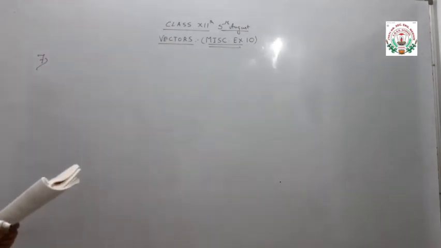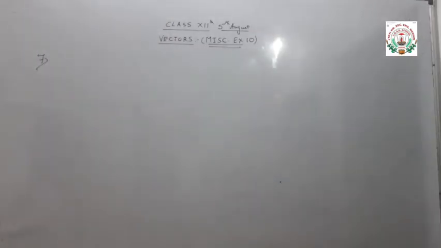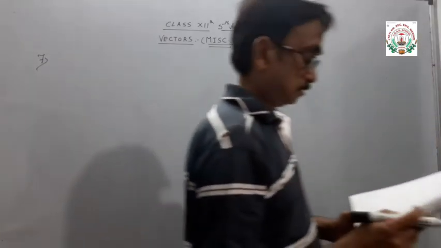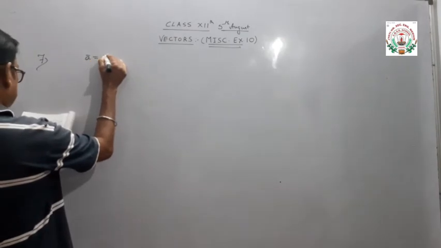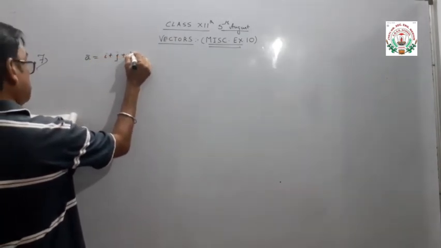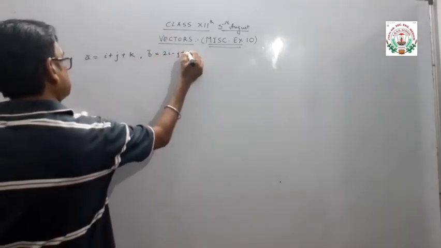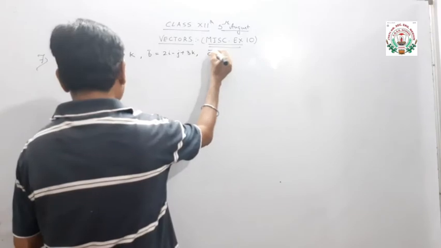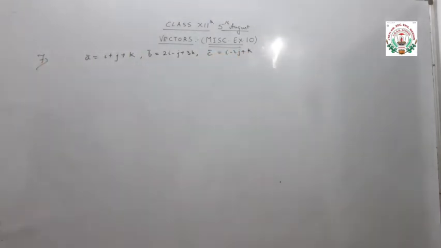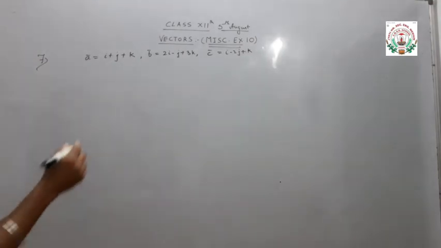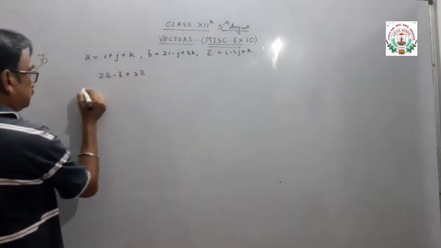Let's start with the miscellaneous exercise of chapter 10, vectors. Question number 7: vector A is equal to i plus j plus k, vector B is 2i minus j plus 3k, and vector C is i minus 2j plus k. Now I have to calculate the value of 2a vector minus b vector plus 3c vector.